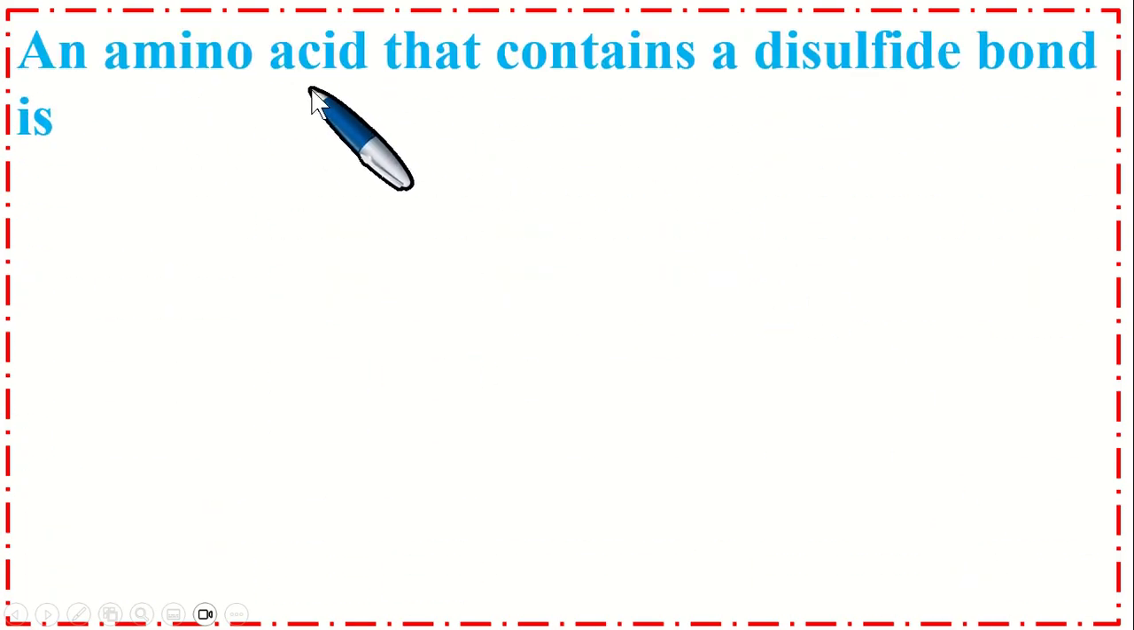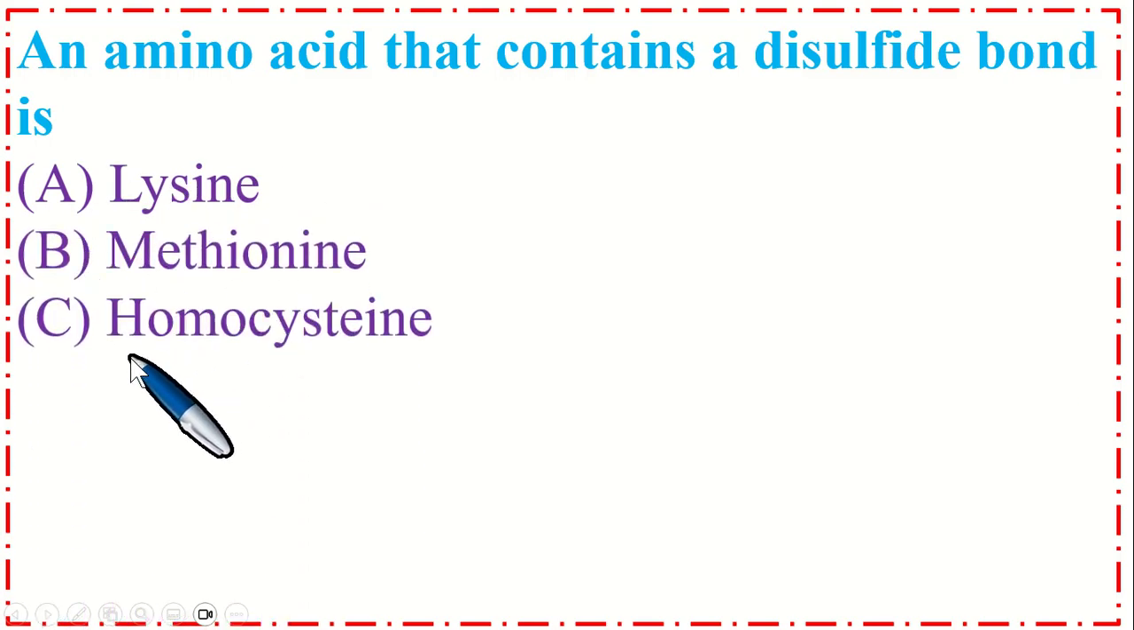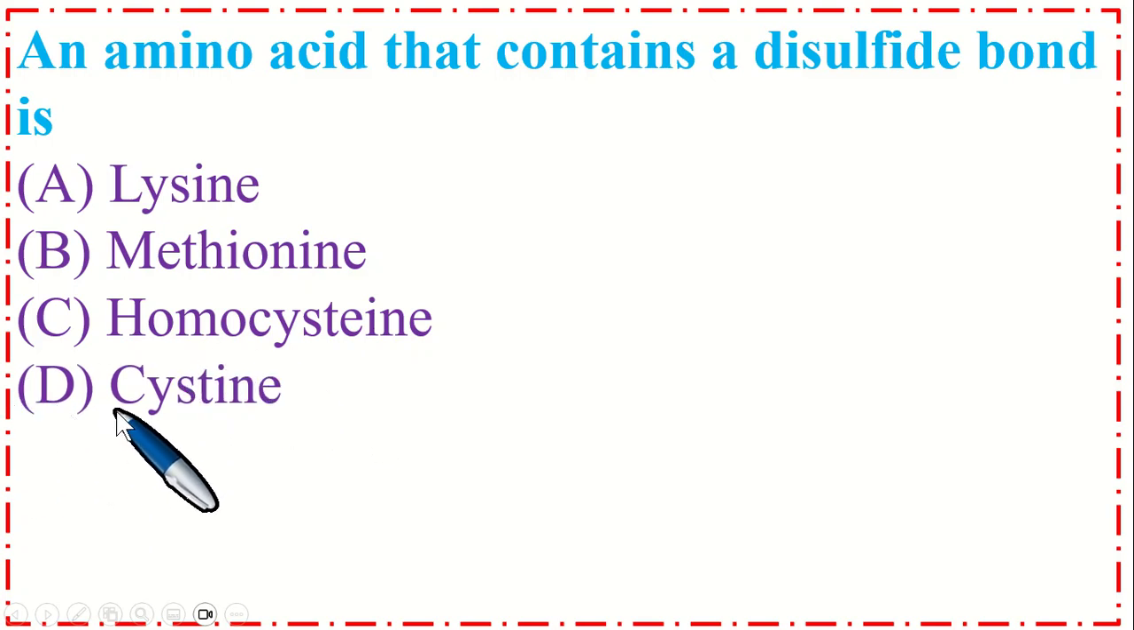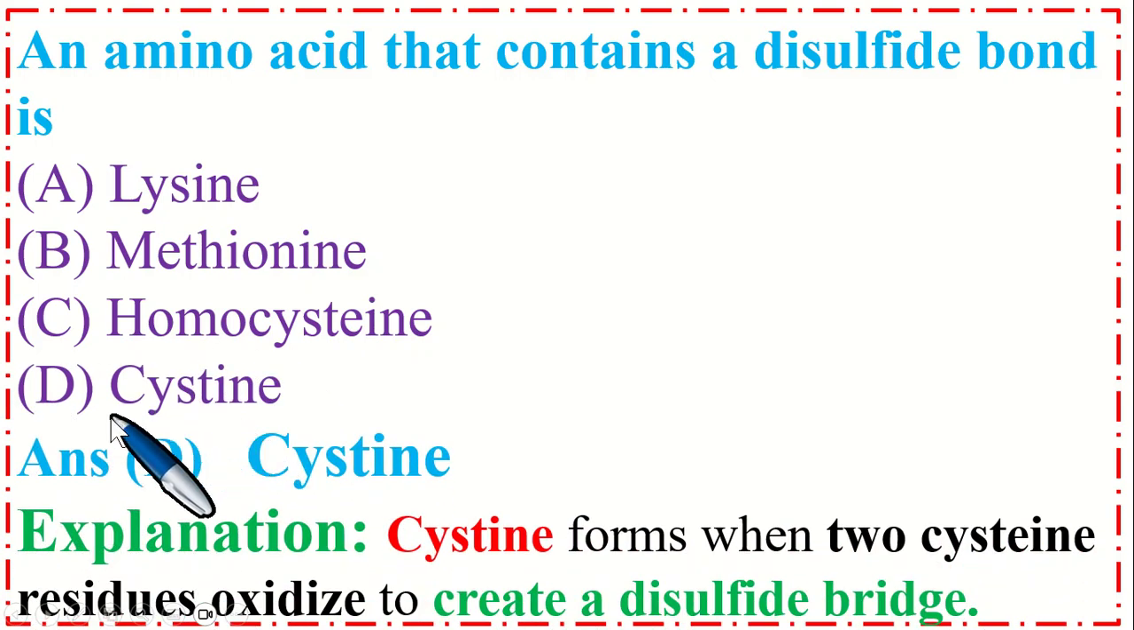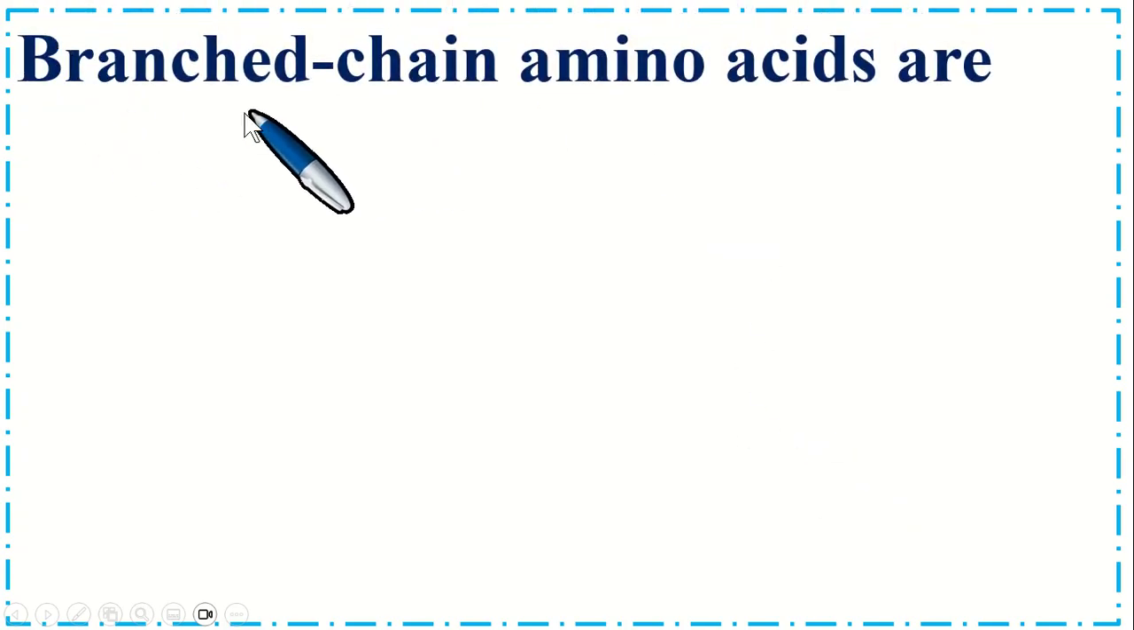An amino acid that contains a disulfide bond is option A lysine, B methionine, C homocysteine and option D cysteine. So the correct option is D, cysteine. Cystine forms when two cysteine residues oxidize to create a disulfide bridge. So this is a very important MCQ.